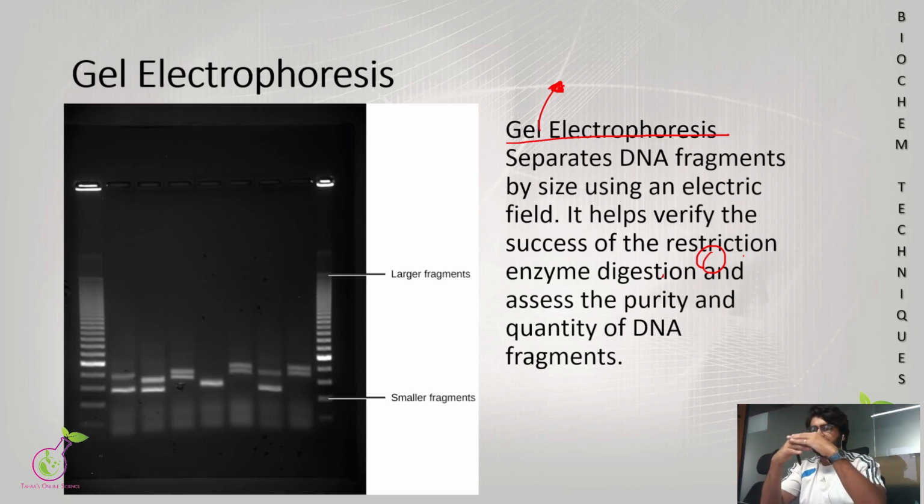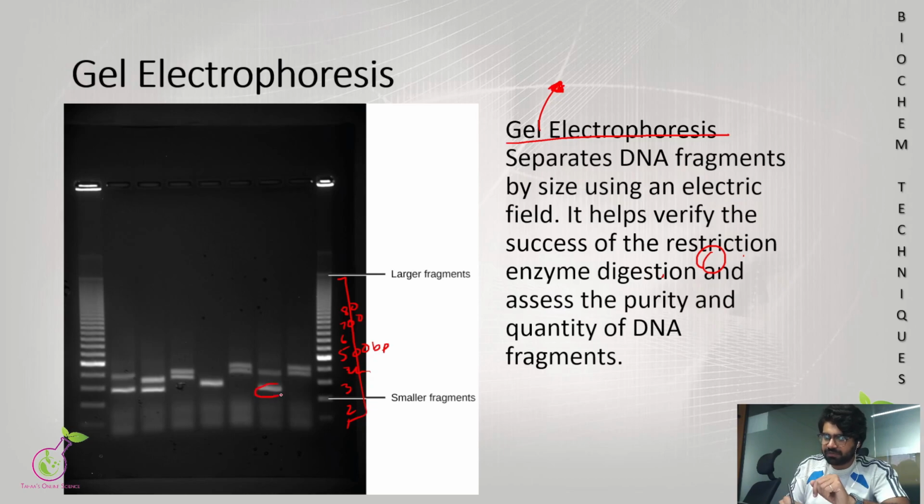And after some time, the DNA samples and the ladder separate from each other in such a way that we get a scale. For example, this is the scale. This tells us, for example, this is 500 base pair, this is 400 base pair, this is 300 base pair, 200, and so on. This is 600, 700, 800.